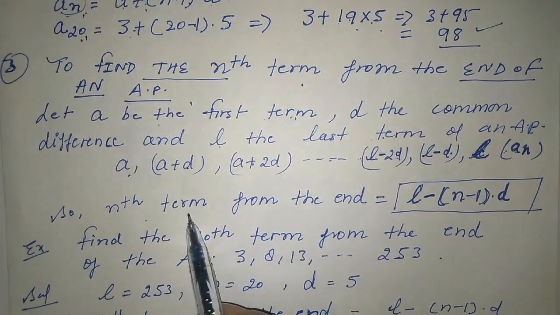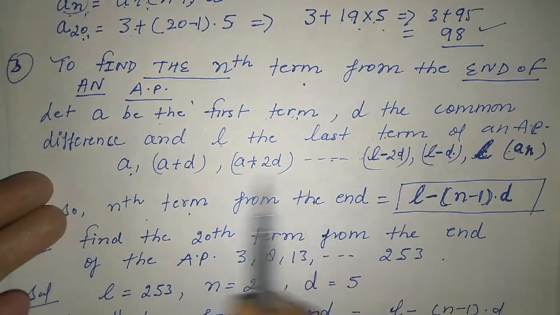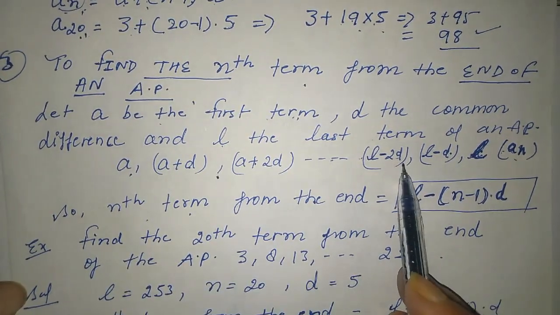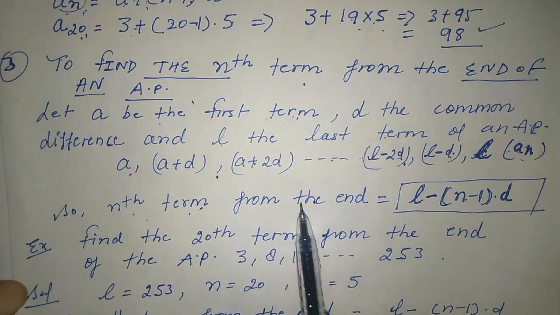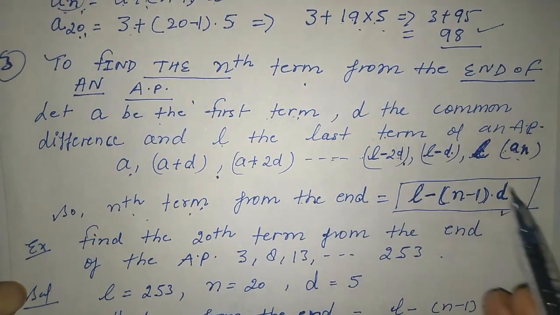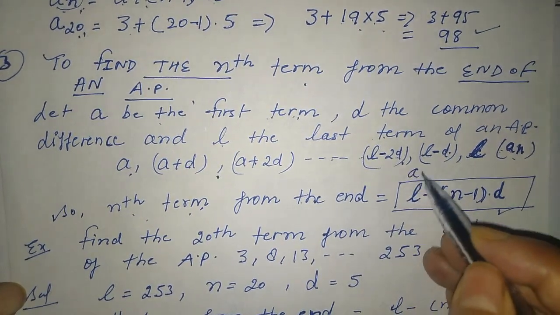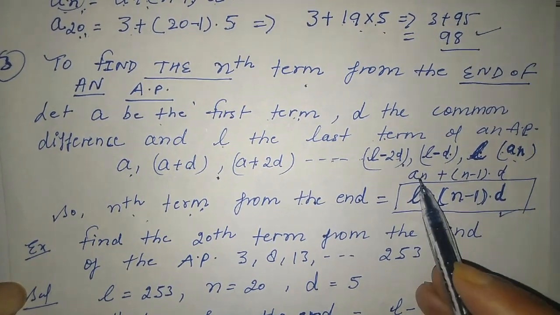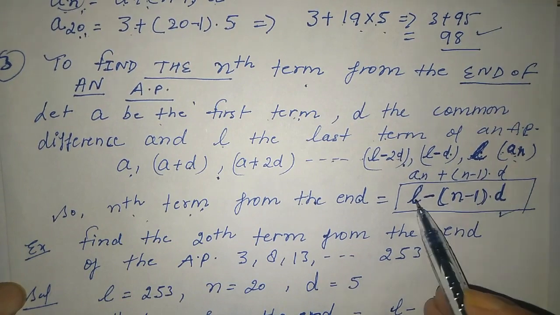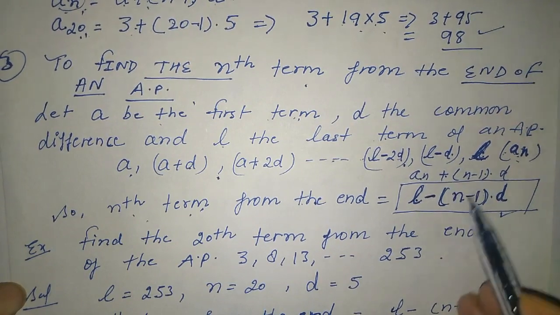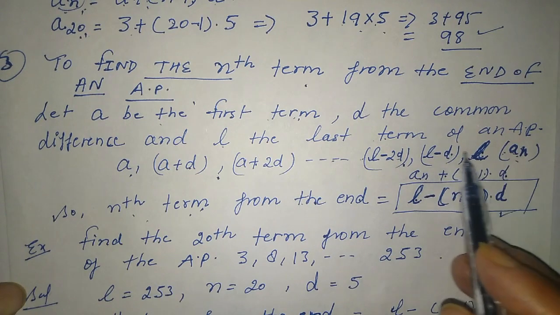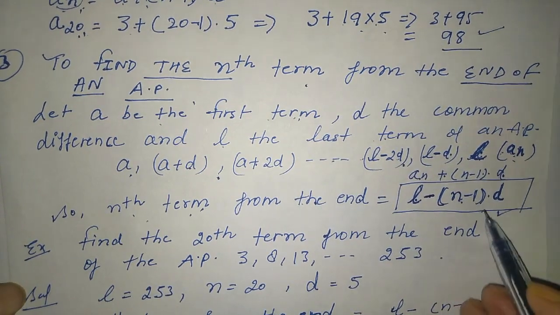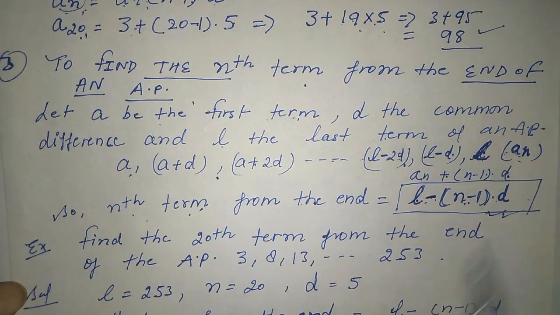So the nth term from the end: if from this side we take d as positive, from the other side we have to take d as negative. So the direct formula is just like an plus n minus 1 into d. An, I told you, we can write as l plus n minus 1 into d, but because we are counting from this side, d should be negative. So the sign will change. The formula becomes l minus n minus 1 into d.